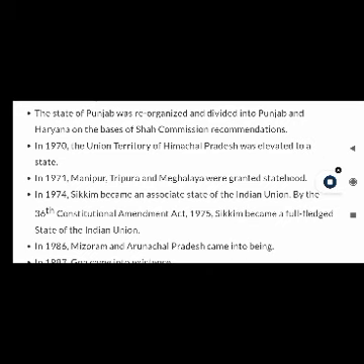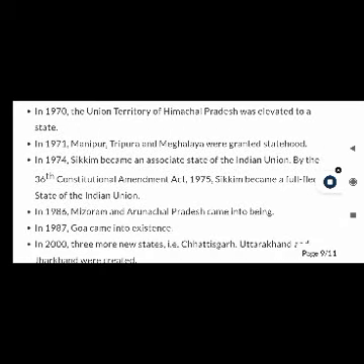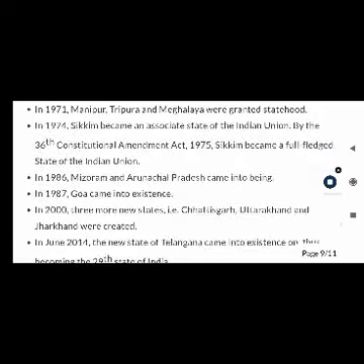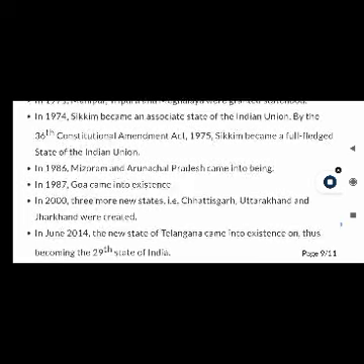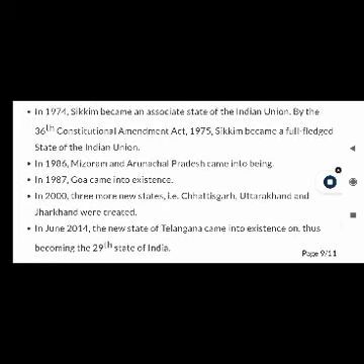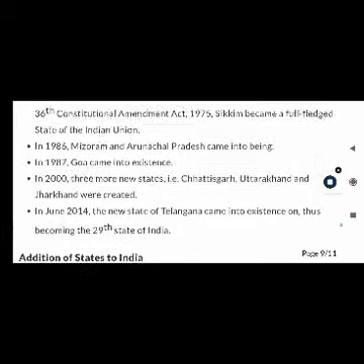In 1970, the Union Territory of Himachal Pradesh was elevated to a state. In 1971, Manipur, Tripura and Meghalaya were granted statehood. In 1974, Sikkim became an associate state of the Indian Union. By the 36th Constitutional Amendment Act, 1975, Sikkim became a full-fledged state of the Indian Union.